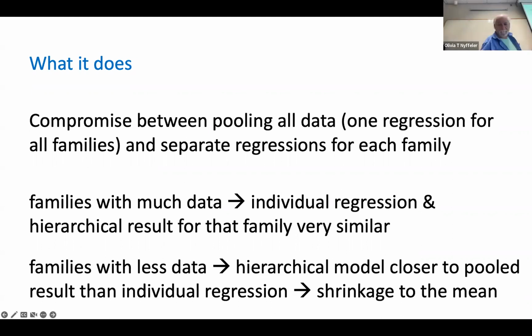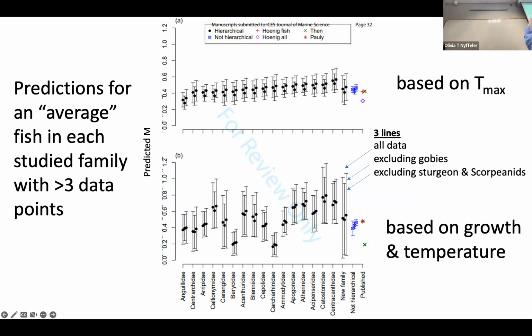Okay, so that's what it's doing. And so these are predictions for an average fish in each studied family, restricted to those families for which we have at least 3 data points to do the regression line. And on the top is based on Tmax. And you can see that the predictions aren't really varying very much by family. So family doesn't seem to be changing the relationship. But for growth, that is to say, when I'm predicting natural mortality rate based on growth and temperature, oh, yeah, different families need different relationships. So this is a very small fish. This is sharks, and so on.